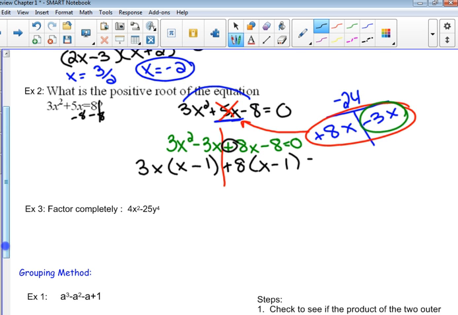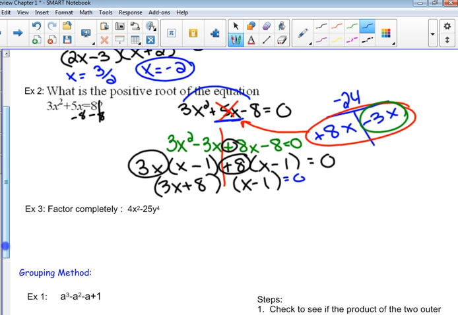But remember, bubbles need to be the same. If they're not the same, something is up. So we group our GCFs together: 3x plus 8 and x minus 1. When you set them to 0, you should have x equals a positive 1, and then x equals a negative 8/3. And we just want the positive root, so it's only this one.